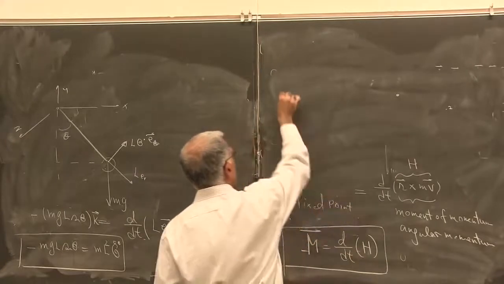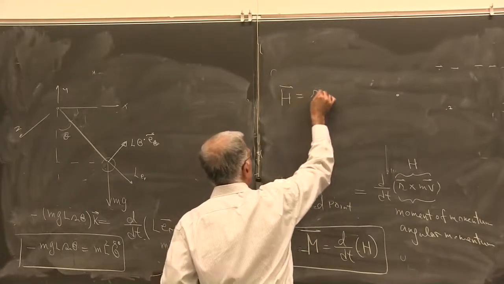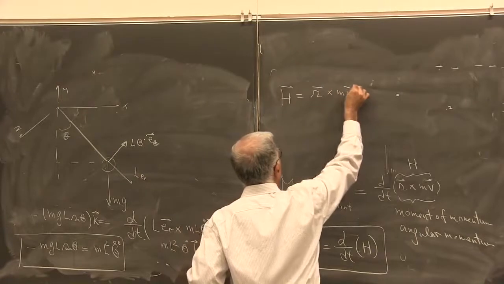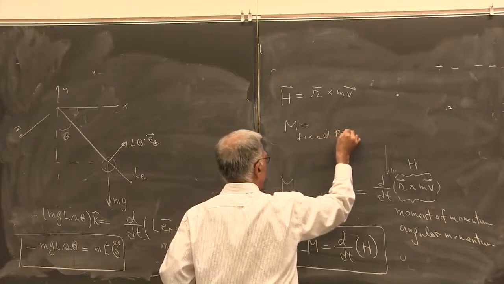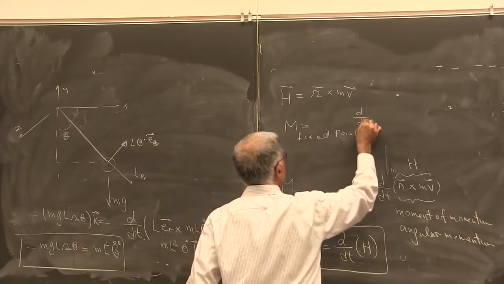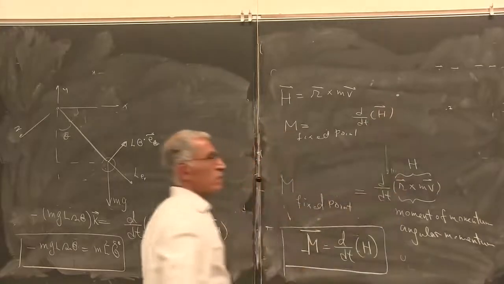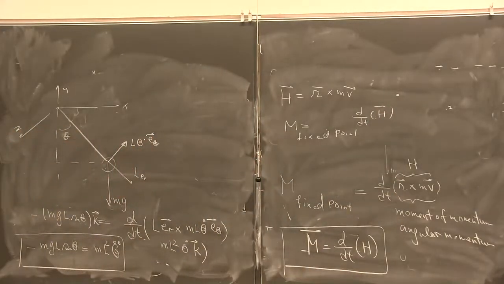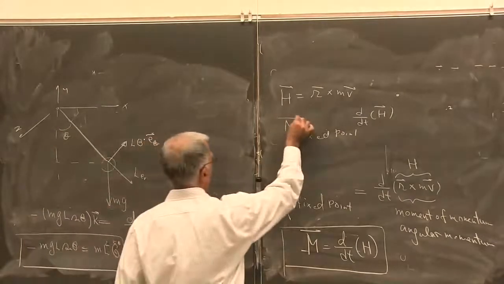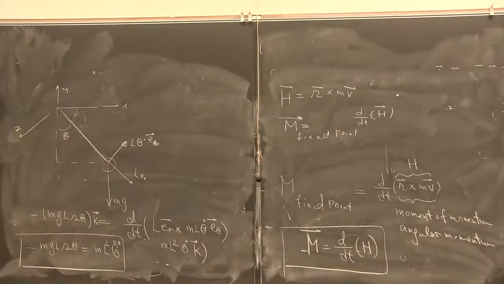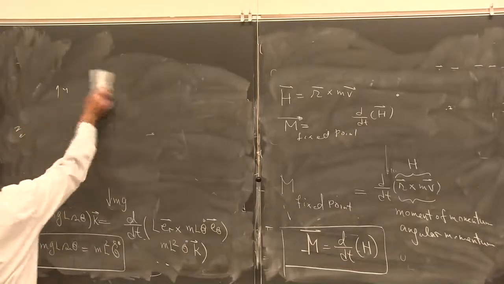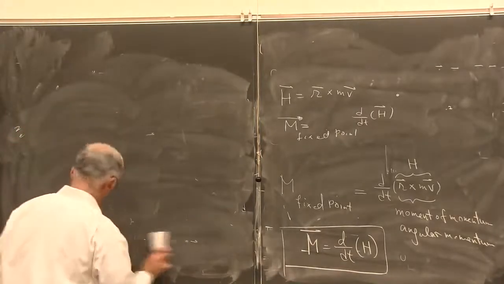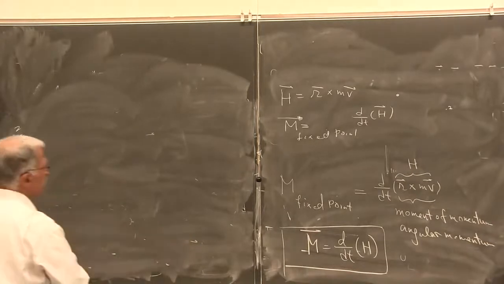We defined moment of momentum as R times mv, and the moment of all forces with respect to a fixed point is equal to d over dt of H. H is a vector, as M is a vector. Nothing is scalar. In this course, nothing is scalar. Now, let's expand this to impulse and momentum.